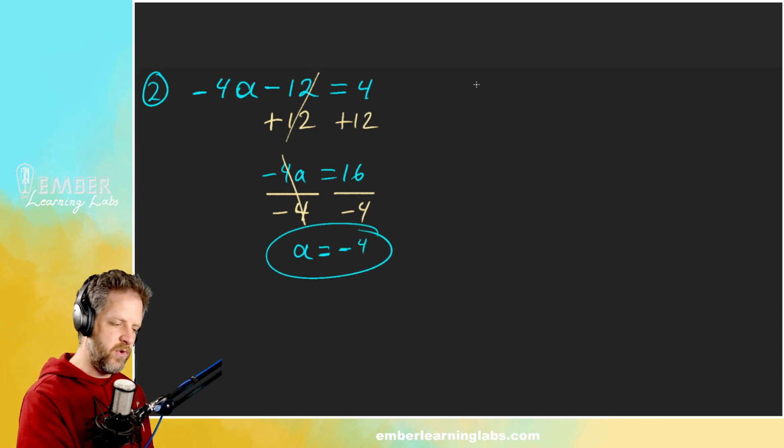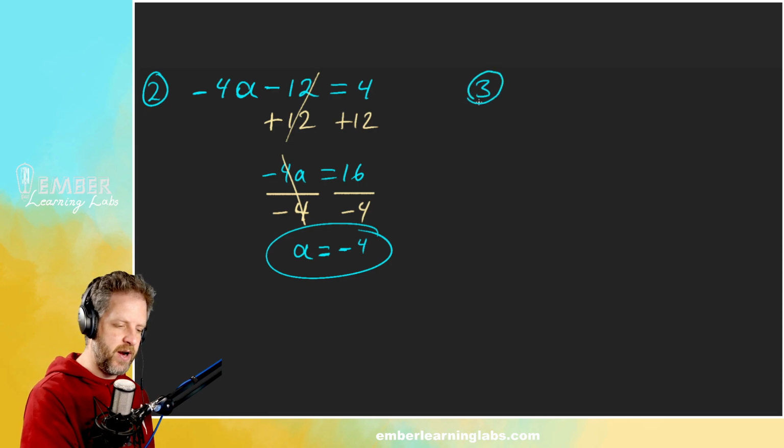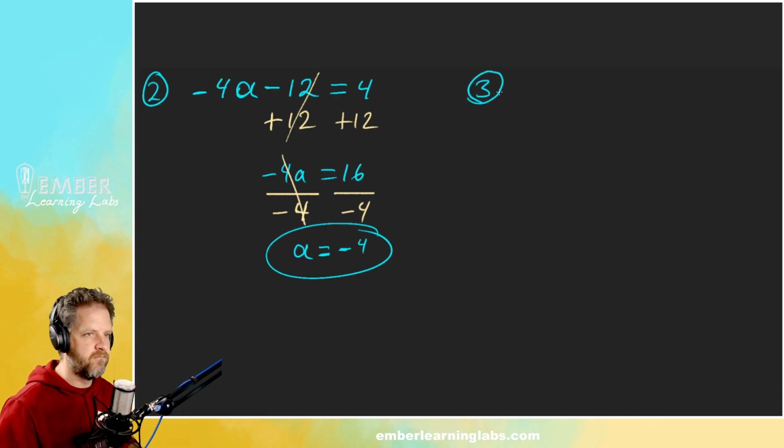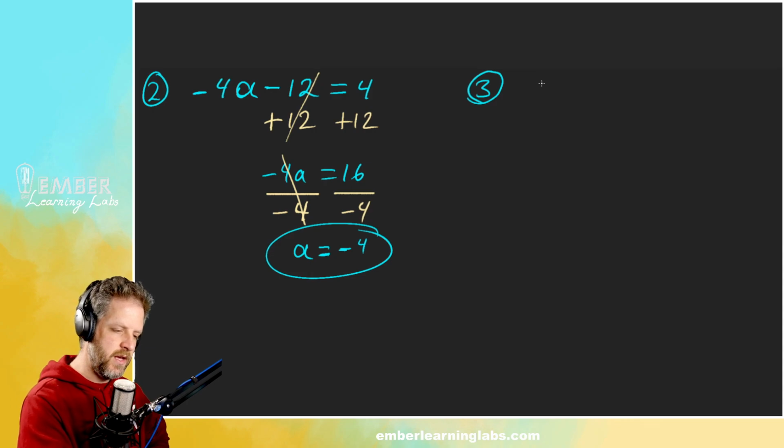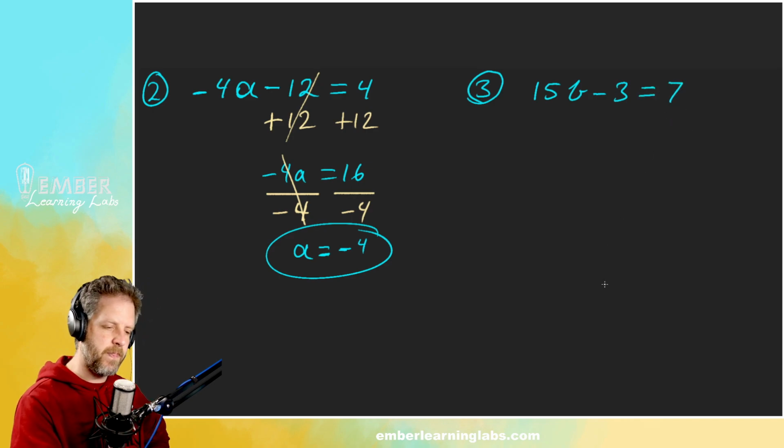All right, let's do one more example like that, and then we'll do some guided practices. Let's do 15 times b minus 3 equals 7. All right. So what are we going to do first here? We're going to add the 3.